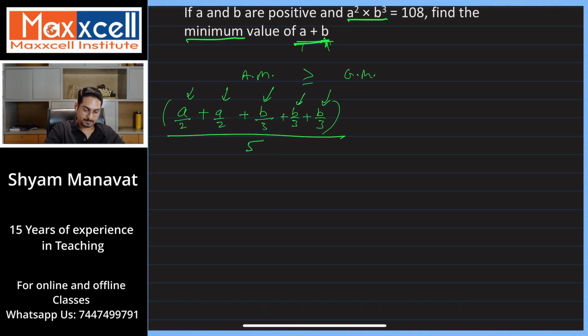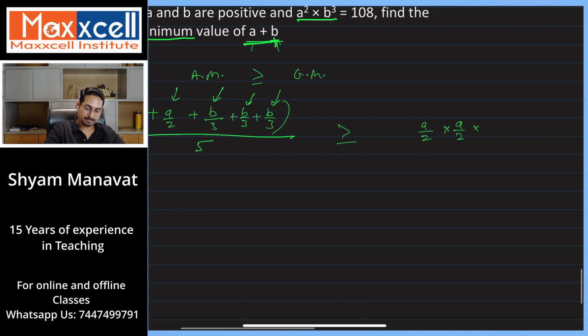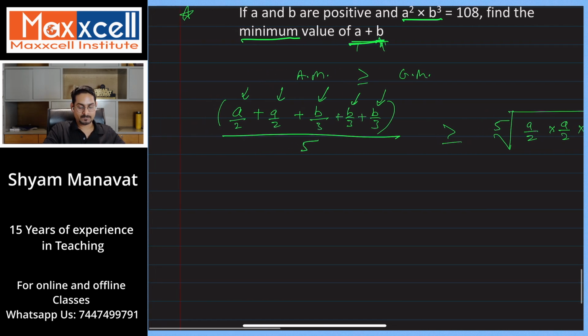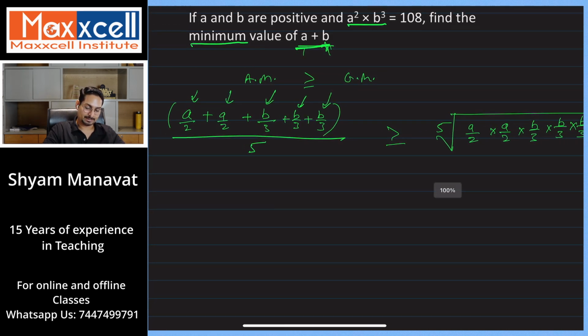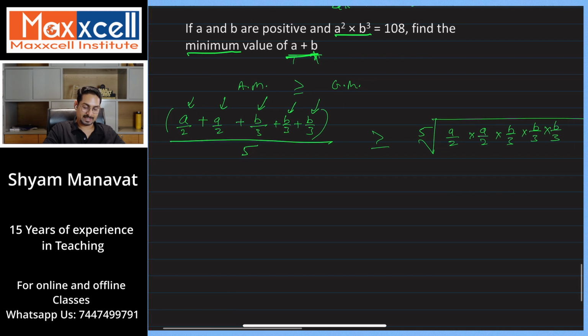Now, if this is arithmetic mean, geometric mean will not stay behind. This will also be A by 2 into A by 2. ध्यान से देखना, into B by 3, into B by 3, into B by 3. And because there are 5 values, it will be fifth root. Okay? ये क्वेश्चन की डिमांड है, इसलिए हमने किया है। ऐसा कोई फॉर्मूला नहीं है, पर हमने किया ऐसा.